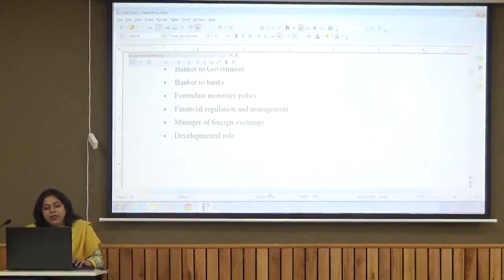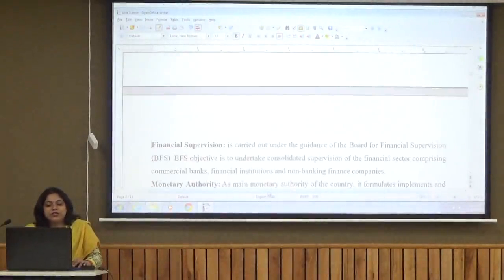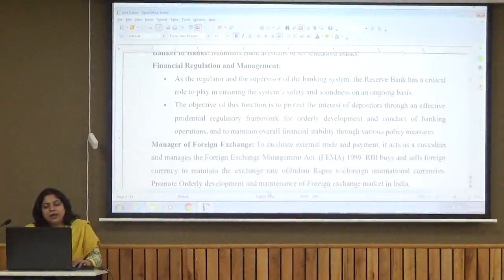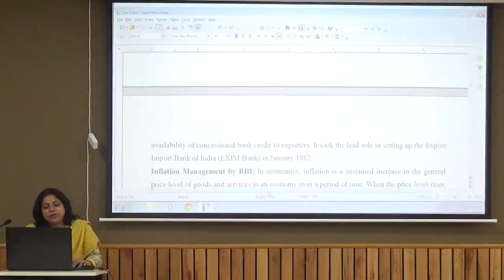RBI also plays a very important developmental role. The financial growth of the economy is in the hands of RBI and RBI's regulations. So RBI needs to check whether inflation or deflation is there, and how the country needs to increase its GDP. So these are the basic functions of RBI.